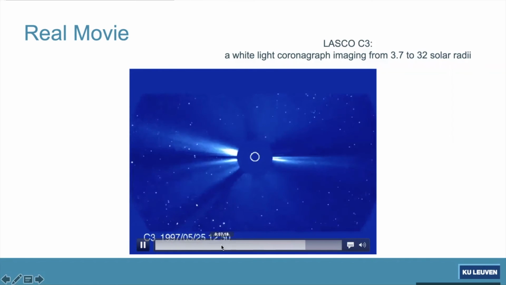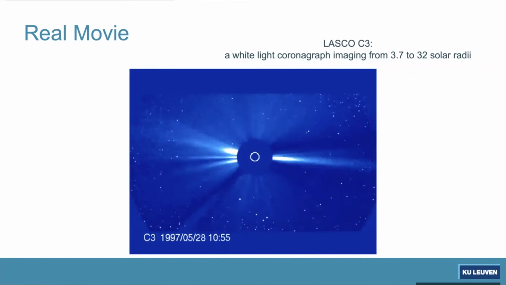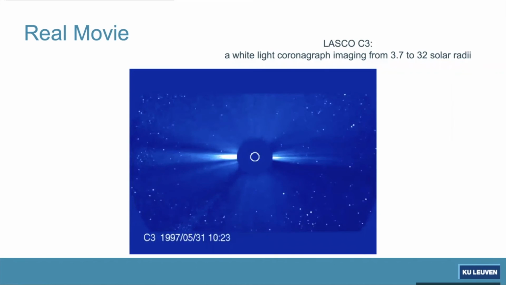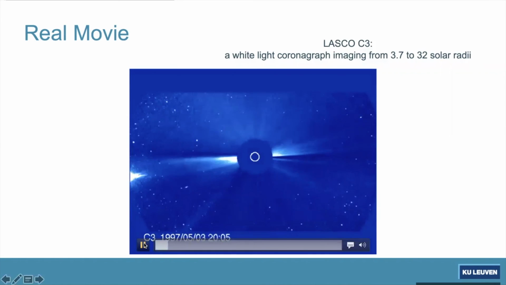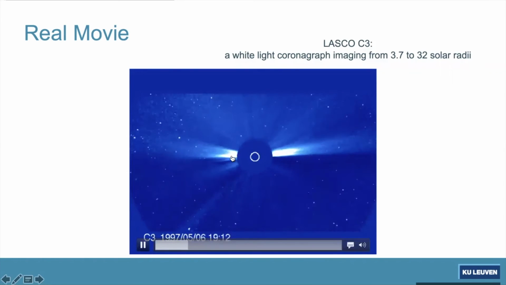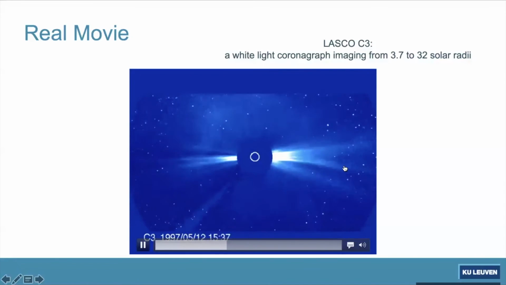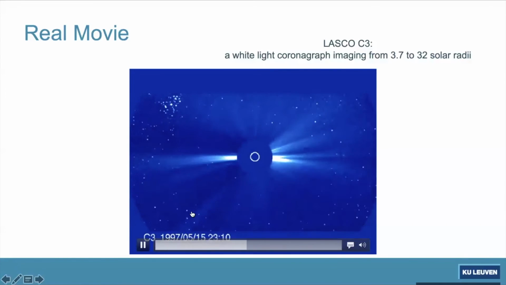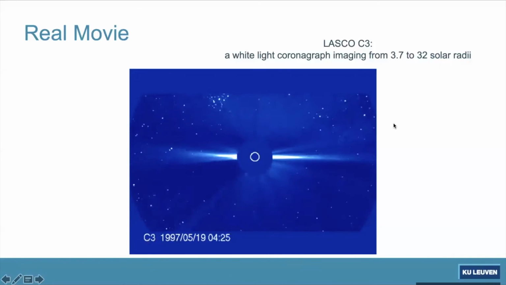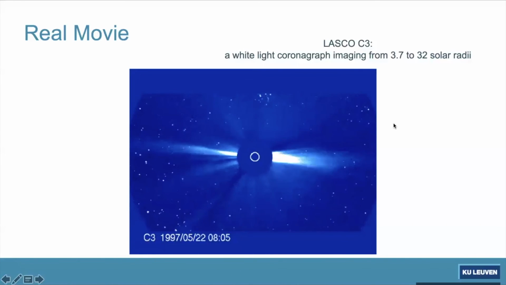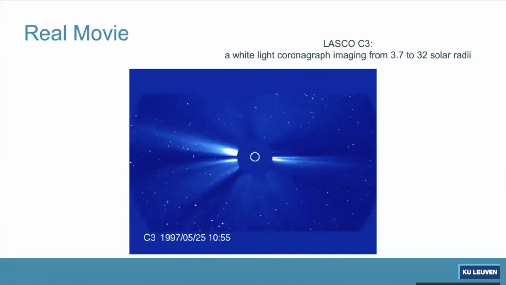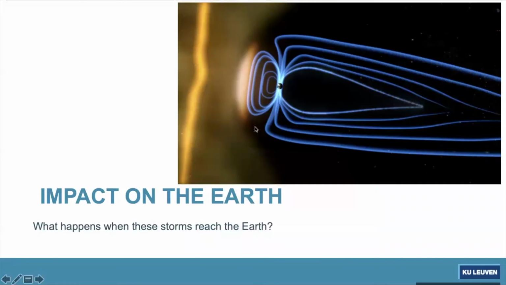The ones going to the side instead are not likely to come towards the Earth because they are going off to the side. But the ones coming at us, the halo CMEs, are the most likely to reach the Earth. But these are enormous. So even if they don't necessarily come directly at the Earth, they can still impact the Earth because they are so big that they affect a large part of the solar system. So that's a coronal mass ejection in reality seen by the spacecraft. So now I'm going to show you what the impact on the Earth is.